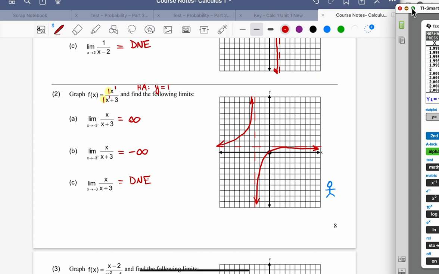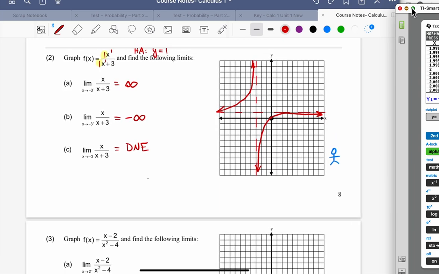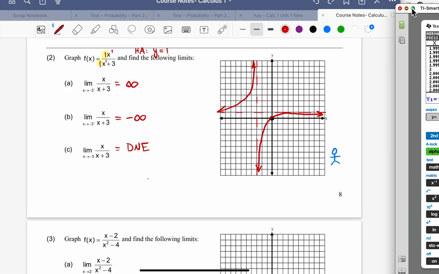All right, these two, coming in from the left and coming in from the right, need to be the same in order for the limit to exist. And it has to be finite. So obviously they're not all going to be the same. It's not all going to be DNE. There will be instances where we can get an answer.